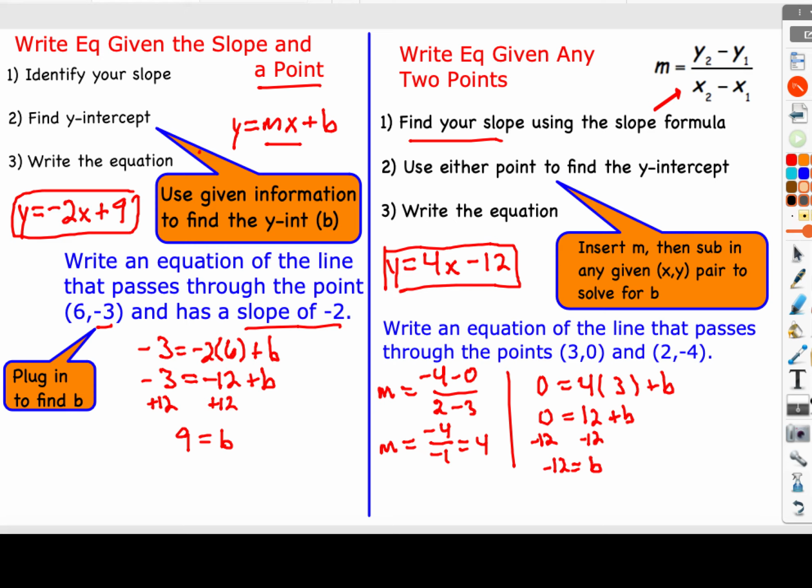Now, as I said, you can pick either point. So what if we went back down here? What if I erased what we had down here and let's use the other point. Would it matter? Should (2, -4) also be on our equation?